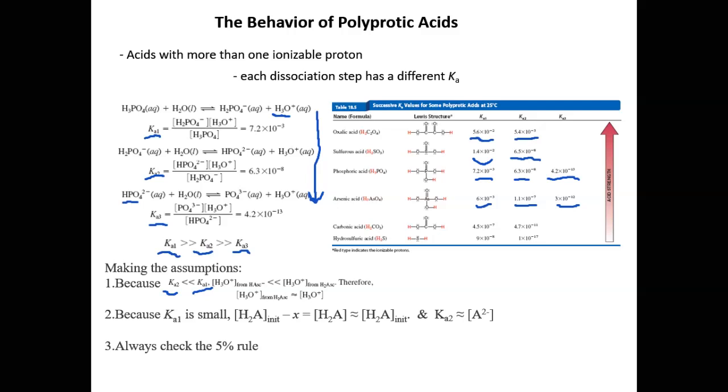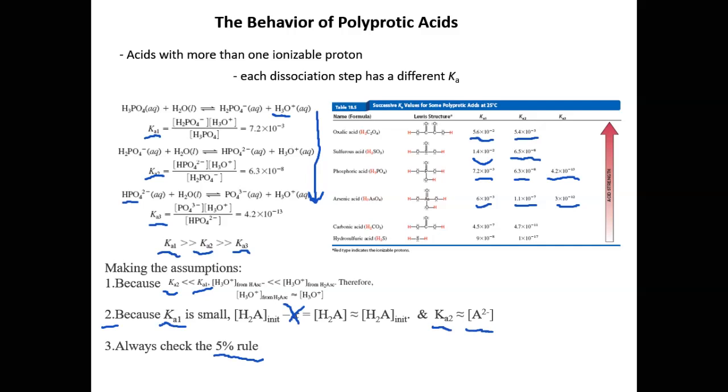Number two, if the Ka is small, just like in weak acids, we can negate the minus X. And if we negate the minus X, that means that the initial concentration of H2A is approximately H2A. And therefore, as we'll see, Ka2 is going to be the approximate concentration, in this case, for a fully deprotonated diprotic acid. But again, you can only do this assumption based on the 5% rule. So we'll call it assumption number 2.